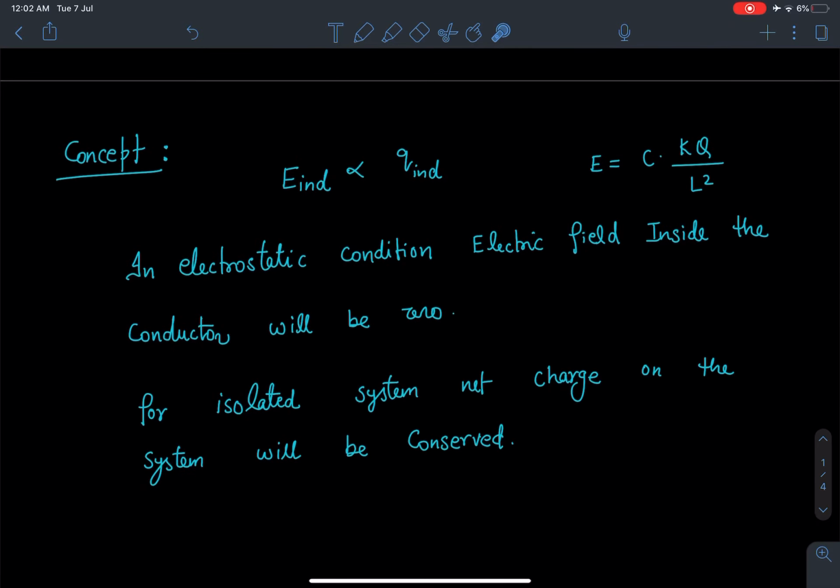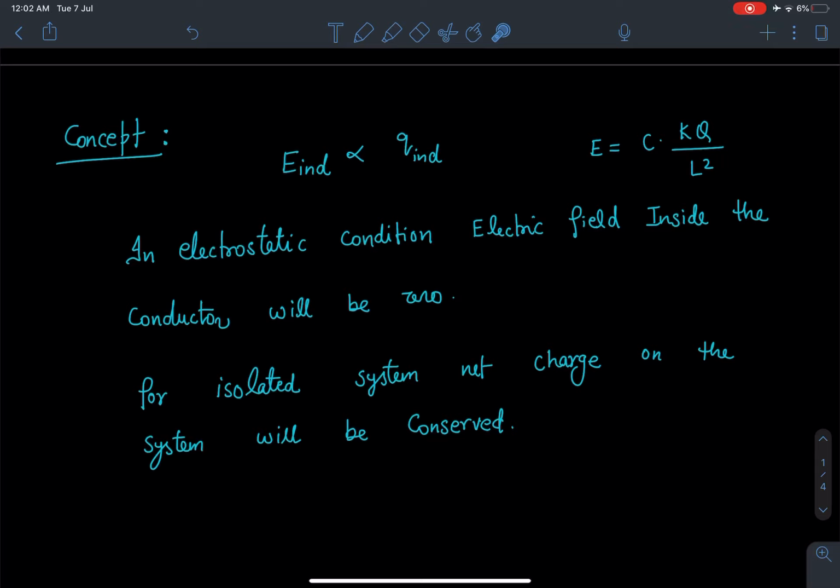As you all know, the electric field at any point due to any charge, we can write as kq by L square, where L is the distance and q is the magnitude of the charge. Now for any other charge system, we can still write this electric field as kq by some distance parameter related to the geometry times c, where c is a number which depends on geometry. So from here we can borrow this result that this electric field is actually proportional to charge, or we can say induced electric field also by the same logic must be proportional to induced charges.